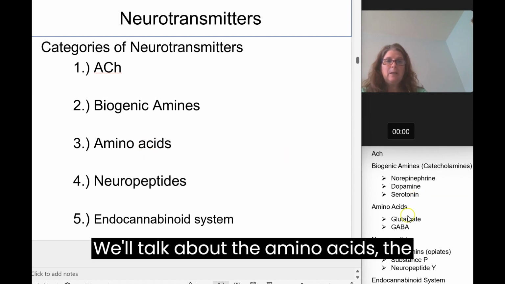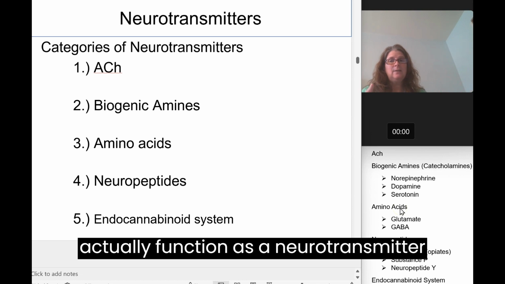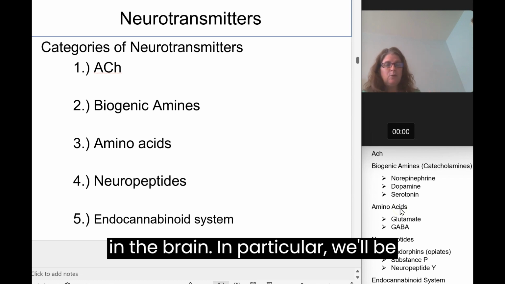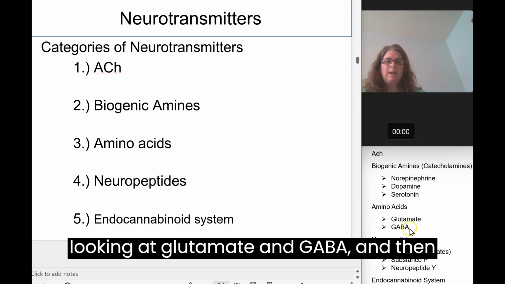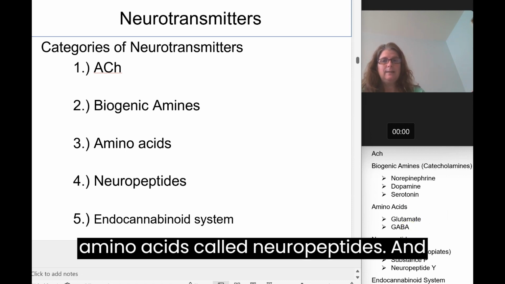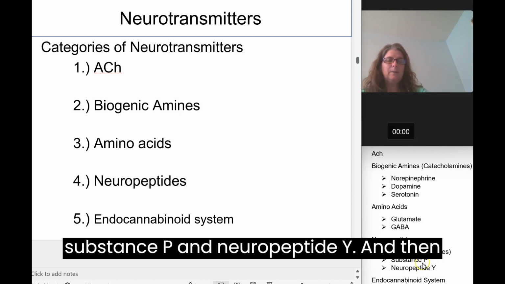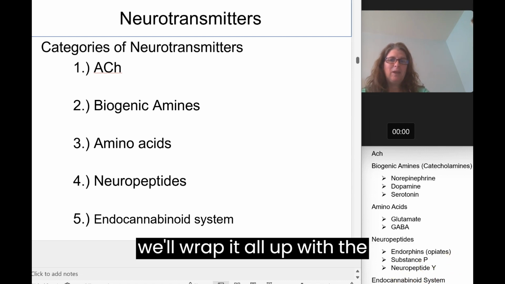We'll talk about the amino acids. The amino acids are amino acids that actually function as a neurotransmitter in the brain in particular. We'll be looking at glutamate and GABA, and then we'll look at the big long chains of amino acids called neuropeptides, and these are endorphins, which are our natural opiates, something called substance P, and neuropeptide Y, and then we'll wrap it all up with the endocannabinoid system.